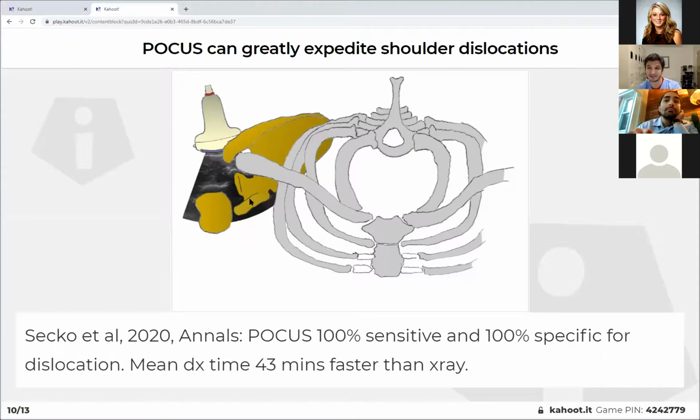They've been studying this a lot in recent years. Of course, nothing is 100% in medicine, but the most recent article that came out of Annals is indicating 100% sensitivity and specificity for shoulder dislocations. And we saw in that previous slide, these aren't subtle. When they're out, they're way out. And by using ultrasound instead of relying solely on X-rays, you're able to get these patients treated, in their study at 2 different sites, a combined average of 43 minutes faster.